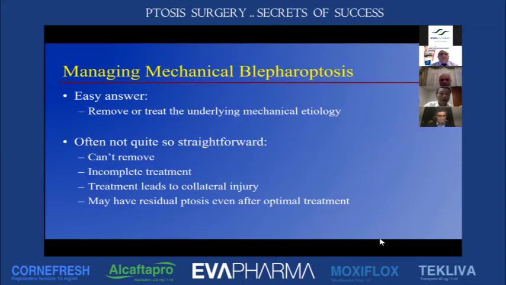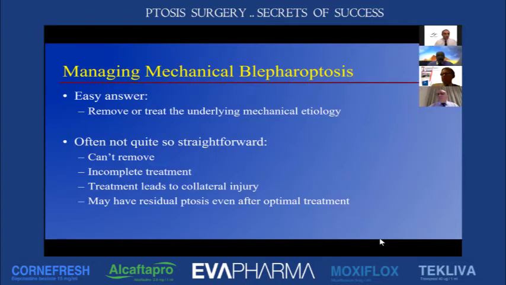So how do we treat a mechanical ptosis? Well, the easy answer is just remove or treat the underlying mechanical etiology. If you have a chalazion, treat the chalazion, and that should go away, and hopefully the eyelid elevates normally. But oftentimes the answer is not quite so straightforward. Sometimes you cannot remove the lesion completely, or you have incomplete removal. Sometimes treatment leads to collateral injury. And so many patients may have residual ptosis even after optimal management and treatment of their underlying cause.